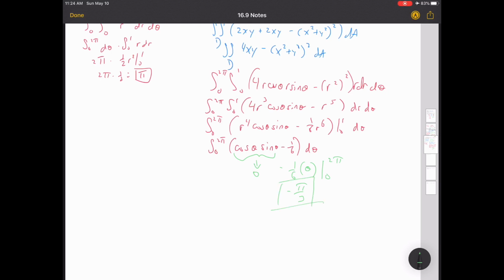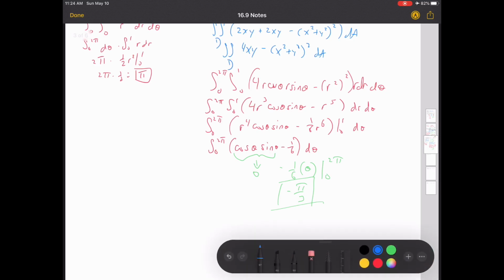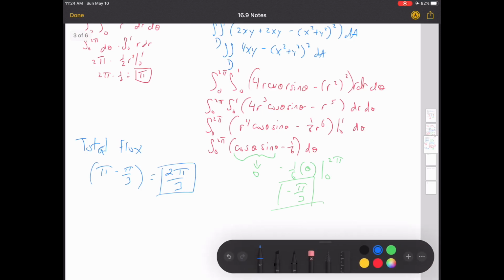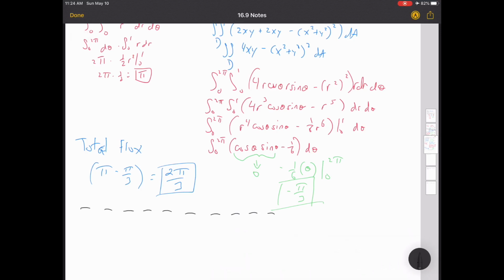Now the total flux was the sum of these two things. I have pi going from the disk, and then negative pi thirds coming from the paraboloid part. So ultimately what I get there is 2 pi thirds. Again, not horrible to do it that way, but now let's go ahead and verify this using the divergence theorem, and we will see just how much shorter and how much easier this really is.